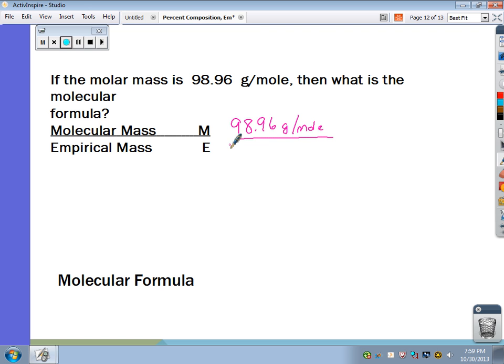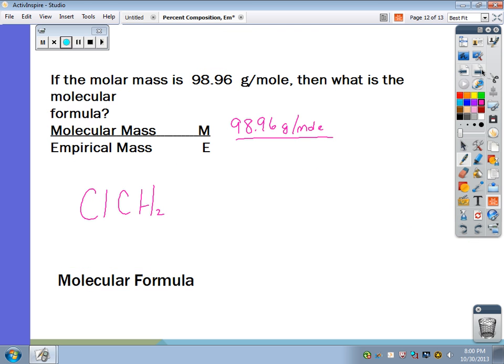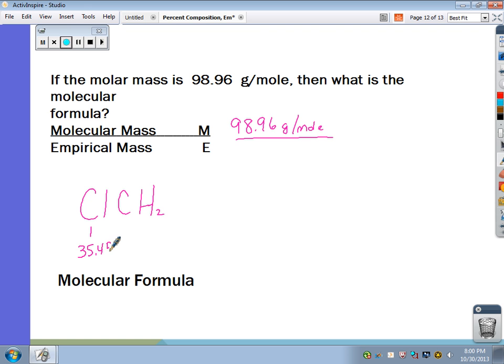My empirical formula again was ClCH2 from the page before. All right, remember back here? ClCH2. So what's that mean? Let's add this up. Chlorine is 35.45 grams. Carbon is 12.01. And hydrogen is 1.01, but there's 2 of them. So you add all these numbers up. And then that's going to get you 49.48 grams. That's the mass of my empirical formula. That's the molar mass of my actual molecular formula. So what's the molecular formula? Well, you divide these into each other and you get 2.